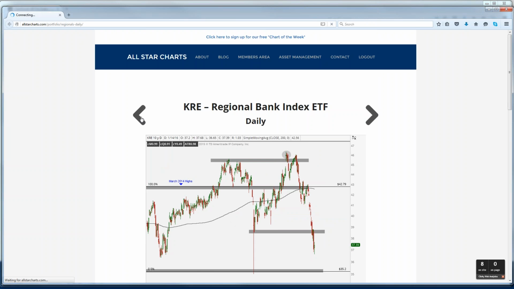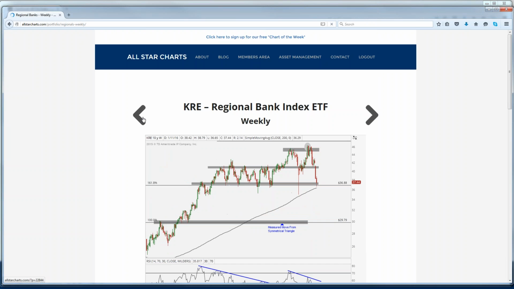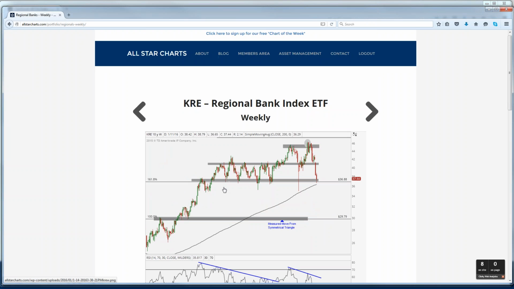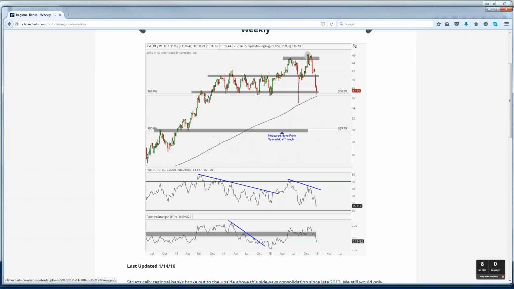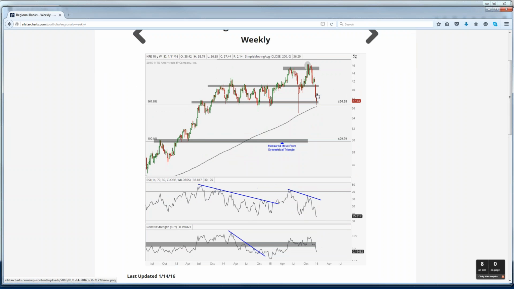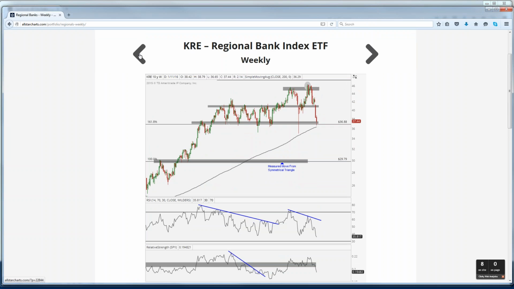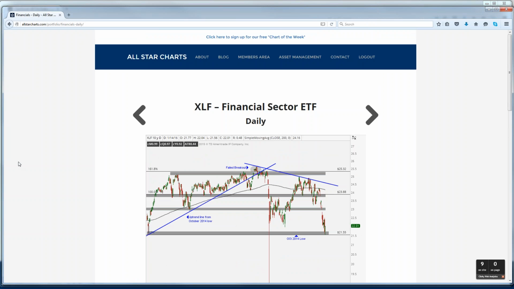And then I'll take it one step further. Here are regional banks weekly, right? This was all of that support, all throughout 2014, early 2015. That was another reason that was our target. So there's no reason at this point, in my opinion, to be short regional banks. This is where we wanted to be covering.